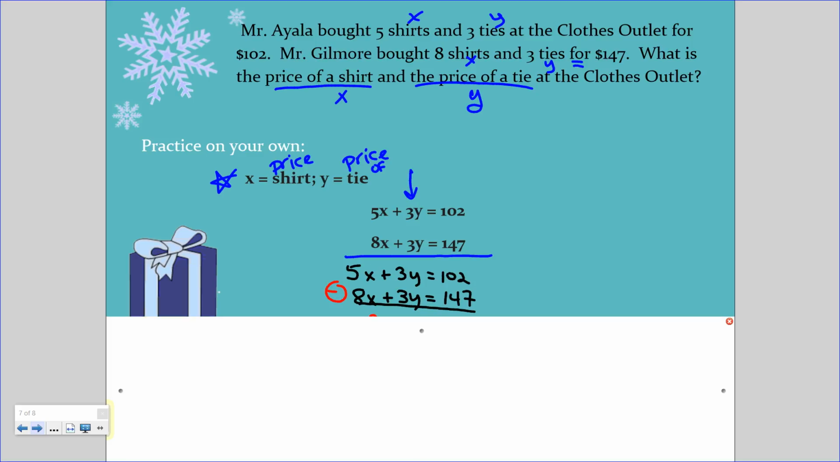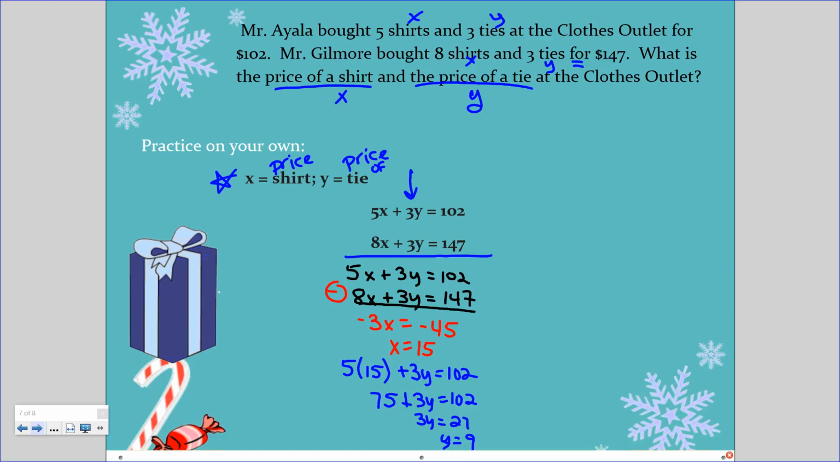All right, so you've worked out this system, hopefully using elimination method, and found X to be 15. So in this case, shirts are $15 and Y is 9, so ties are $9. And that is the end of our lesson on some basic system word problems you'll be seeing. So with that, hopefully you can get started on your homework or practice more of these on your own.